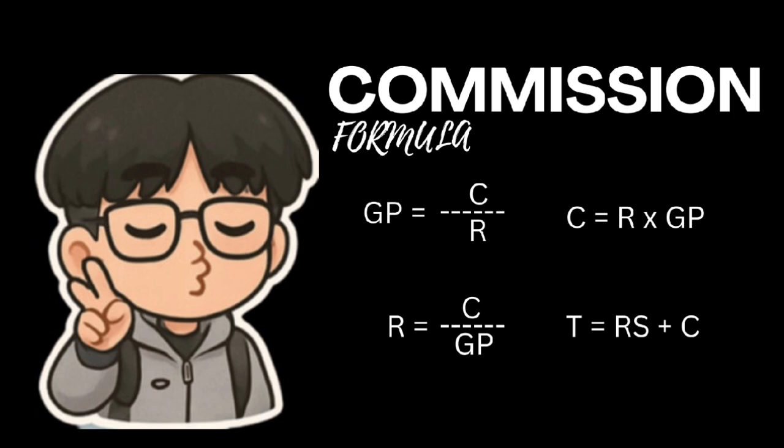First is the GP is equals to C divided by R, wherein the GP is the gross proceeds, C is the commission, R is the rate. Second one is the R equals to C divided by GP. The third one is the C is equals to R multiplied to GP. And the last one is the T equals to RS plus C, wherein the T is the take-home pay.